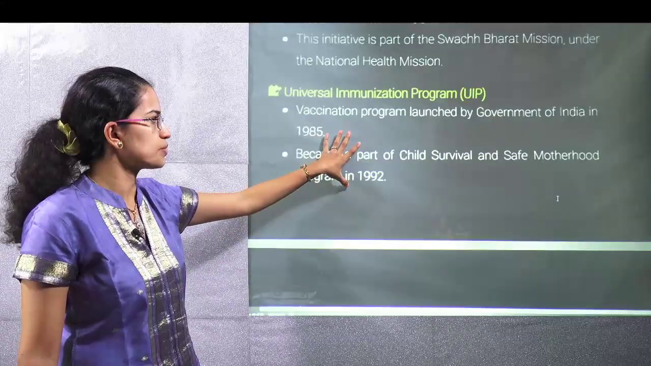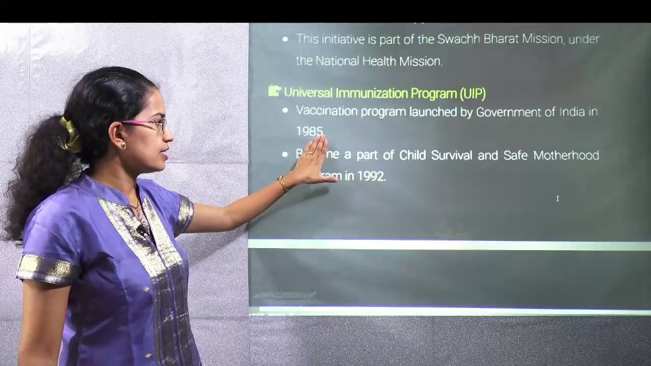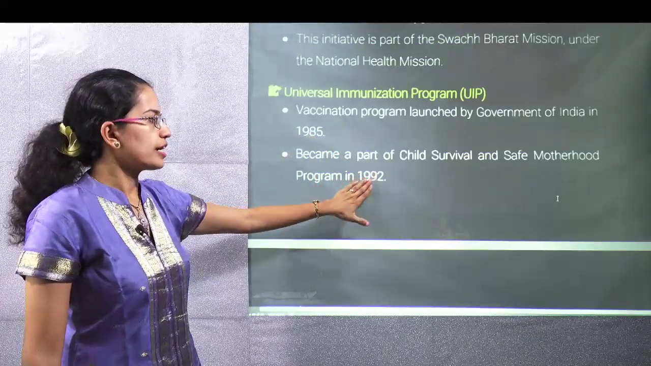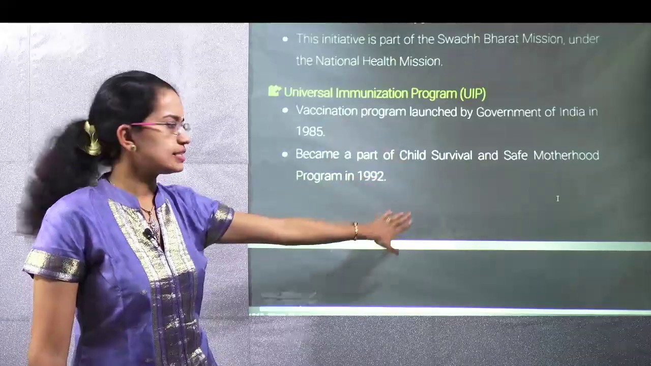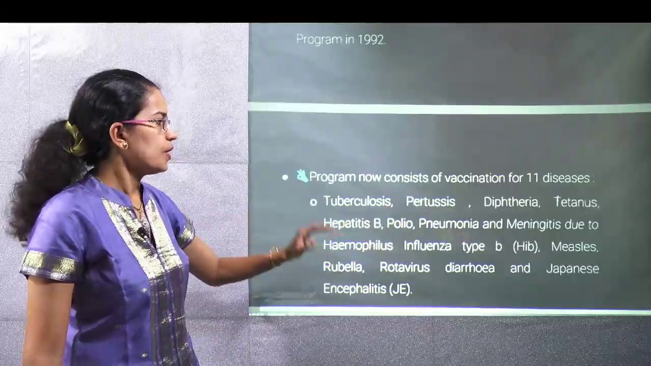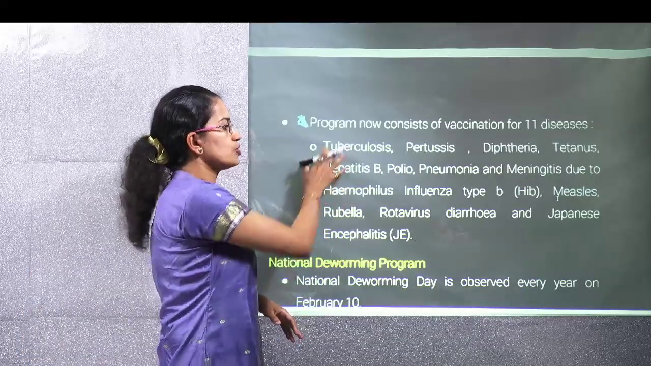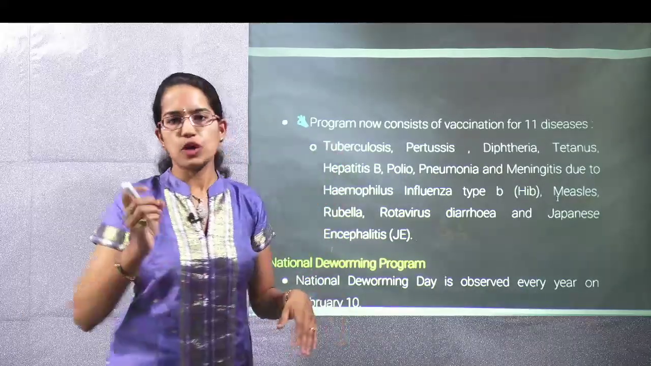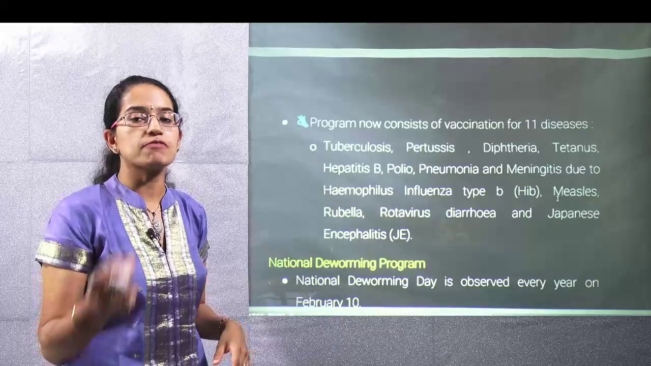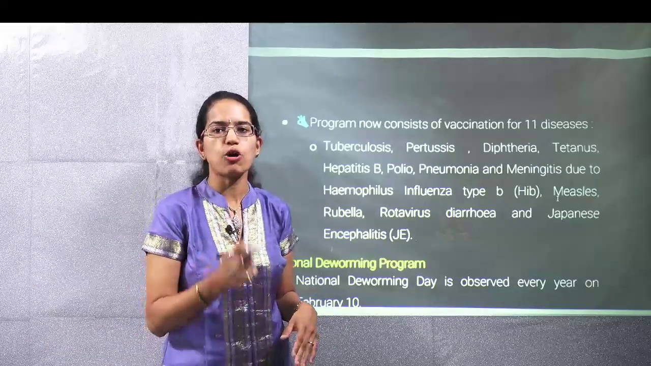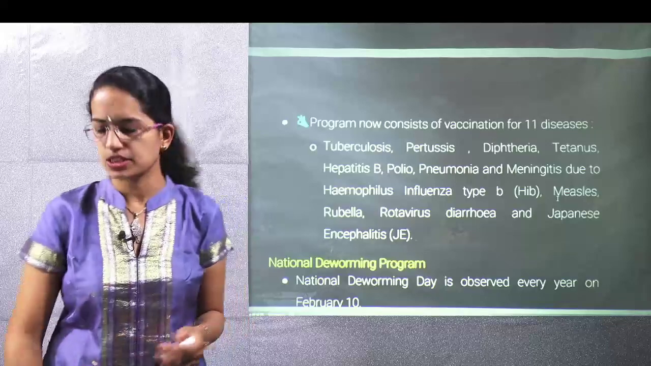Universal Immunization Program was launched in 1985, and it became part of the Child Survival and Safe Motherhood Program in 92. And what are the 11 vaccines which are part of this now? So this list is something that you have to remember. A direct question can be: which of the following is not a part of the Universal Immunization Vaccination System.